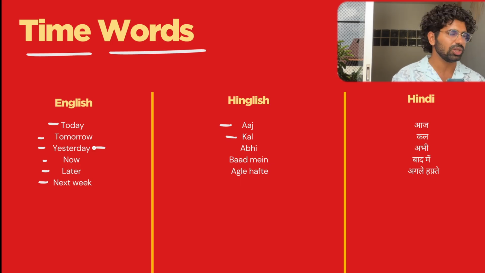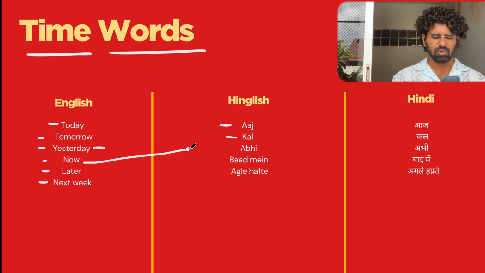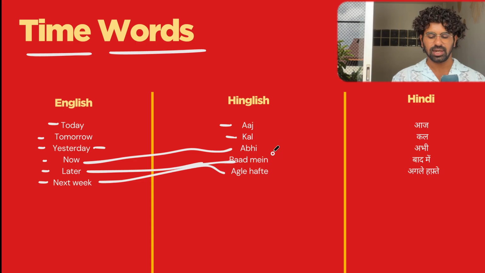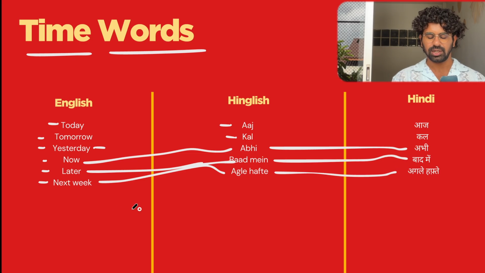But if you know it, go in the comment section and tell me what yesterday is, because this one is a complex one, not a lot of people know. And then now is abhi, later is baad mein, and the next week is agle hafte, right? Same thing. This is abhi, this is baad mein, and this is agle hafte. Now you need to tell me what is yesterday.